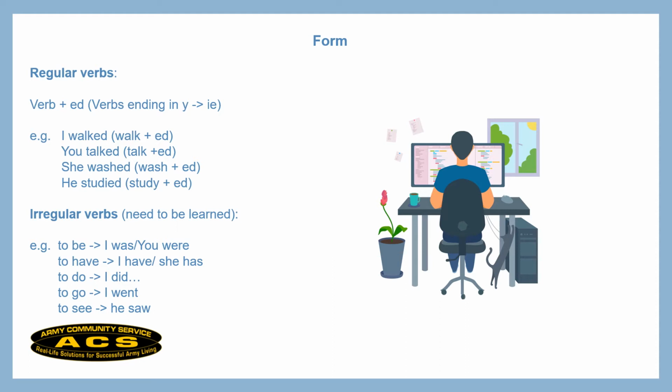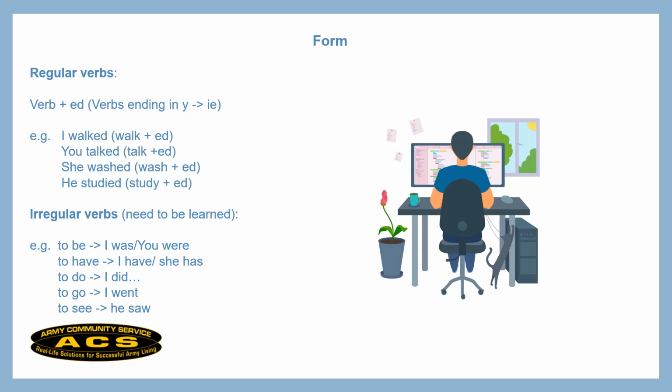Irregular verbs you will have to learn. They can be pretty challenging at the beginning, but once you learn the forms, it should be pretty easy. One of the probably first ones that you will learn when learning English as a second language would be the verb to be, which is pretty irregular.